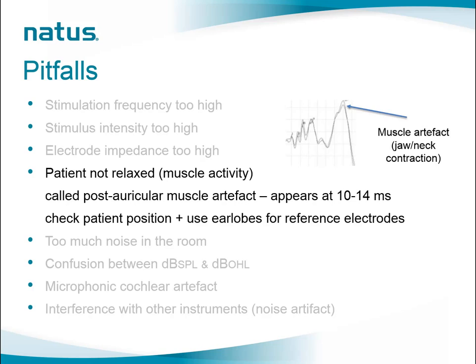So in that case, first of all, check the patient position, make sure he's comfortable, and if it does not go better, just use the earlobes for the reference electrodes instead of mastoids. Also, for the comfort of the patient, we shall make sure that there is not too much noise in the room.